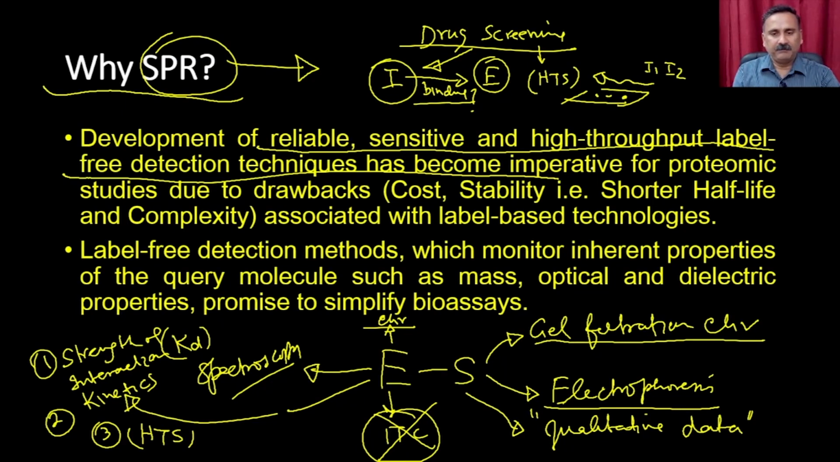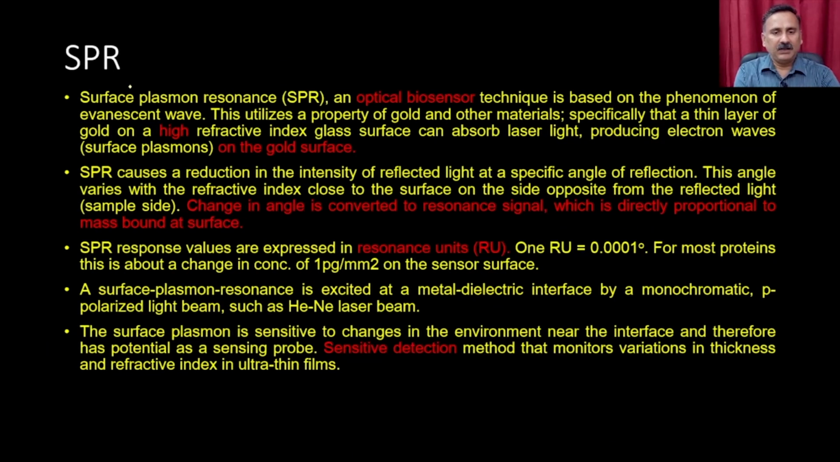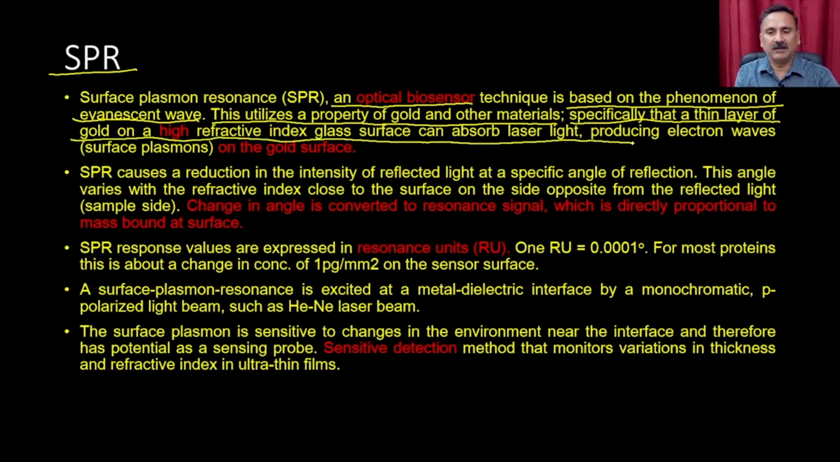So label-free technique, the second method, which monitors inherent properties of the query molecule such as mass, optical and dielectric properties, promises to simplify the bioassays. Then SPR is an optical biosensor, right? Its technique is based on the phenomenon of the evanescent wave, and this utilizes a property of gold and other materials, specifically that a thin layer of gold on a high refractive index glass surface can absorb the laser light, producing the electron waves or the surface plasmons on the gold surface.